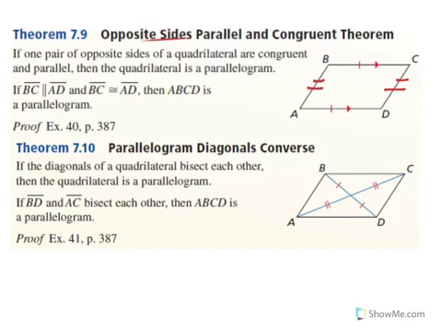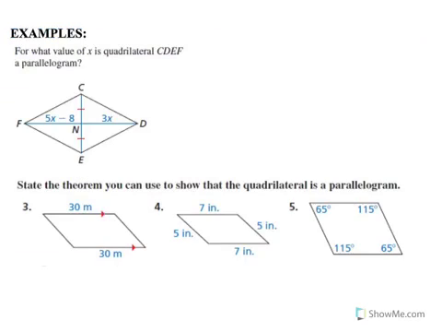So in other words, these diagonals, both of them are bisecting each other. So when BD gets bisected by AC, these two sides would be congruent. And on the flip side, since they're both bisecting each other, BD is also bisecting AC, which in return makes these two sides also congruent. Let's do a couple examples off those.